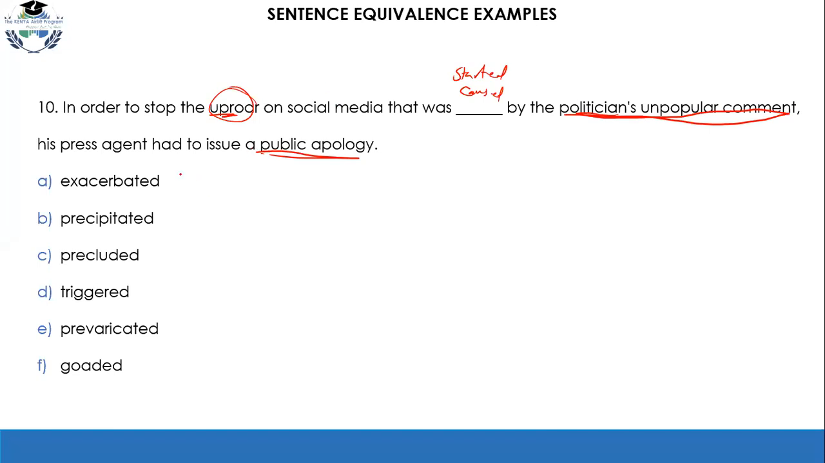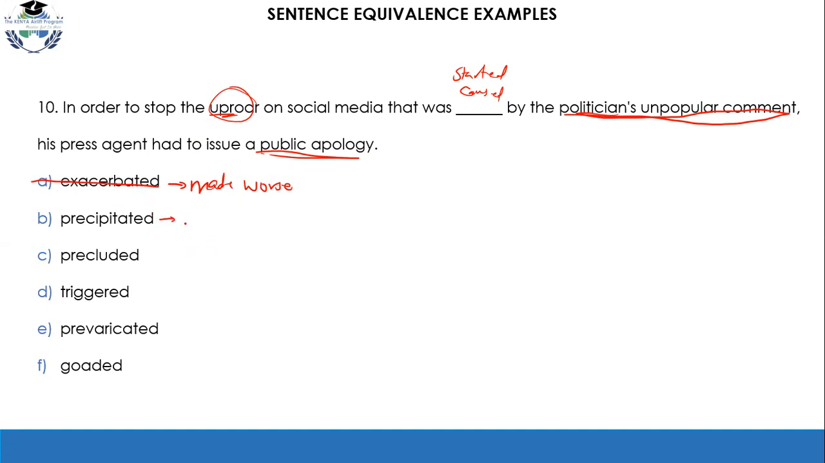So let's look at this. Exacerbated means made worse. So in order to stop the uproar on social media that was made worse by the politicians' unpopular comment, so we're talking about these politicians and the comment here. So made worse, right? Was this uproar made worse? It started because of these politicians' comments. So it was not really made worse. We want something that means started or caused this uproar, right? So made worse does not really work for us here.